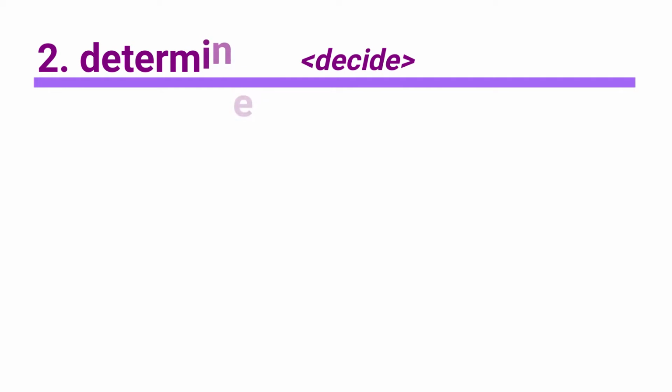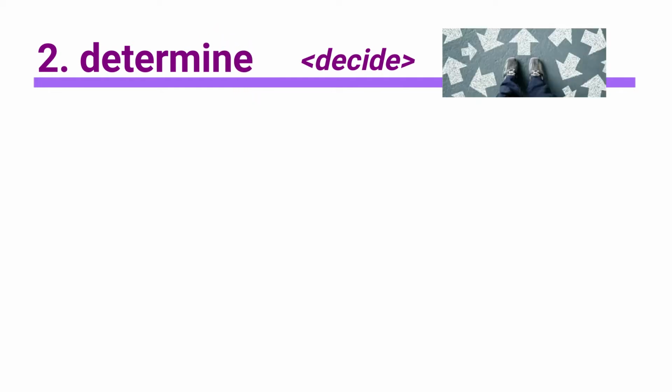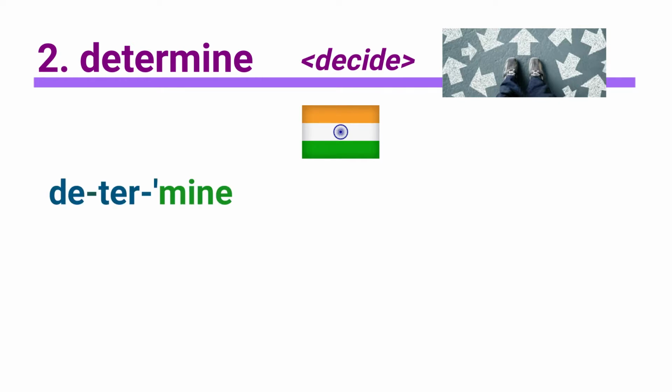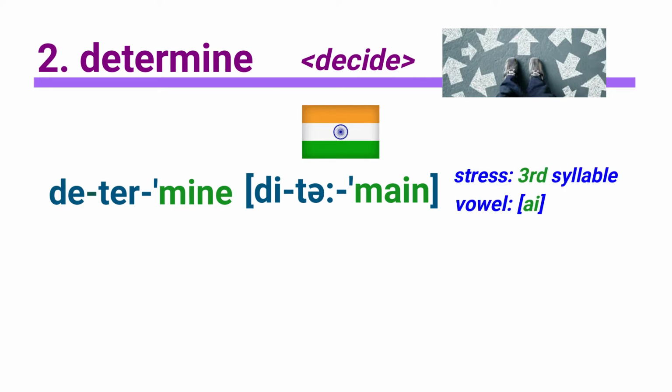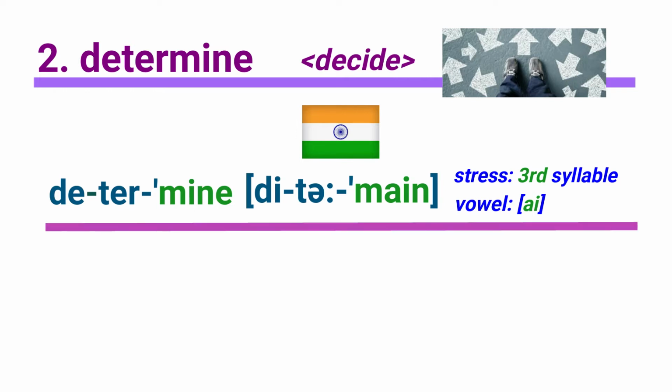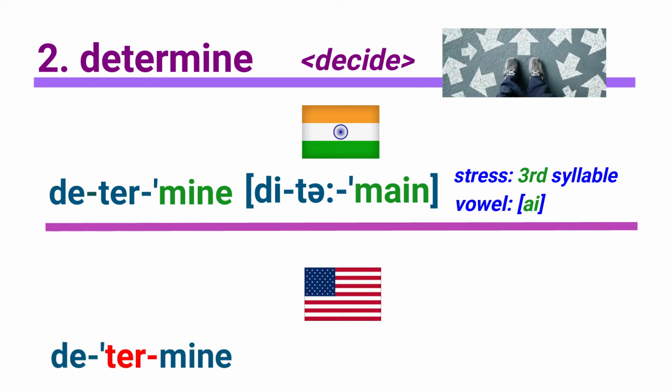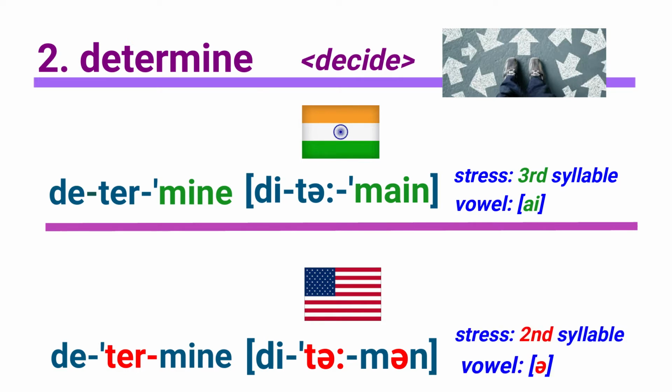Our second word is D-E-T-E-R-M-I-N-E, like decide. My friends from India tend to pronounce it as determine, with stress on the third syllable, with the last vowel as I. And my American friends will pronounce it as determine, with stress on the second syllable and with the last vowel of schwa.